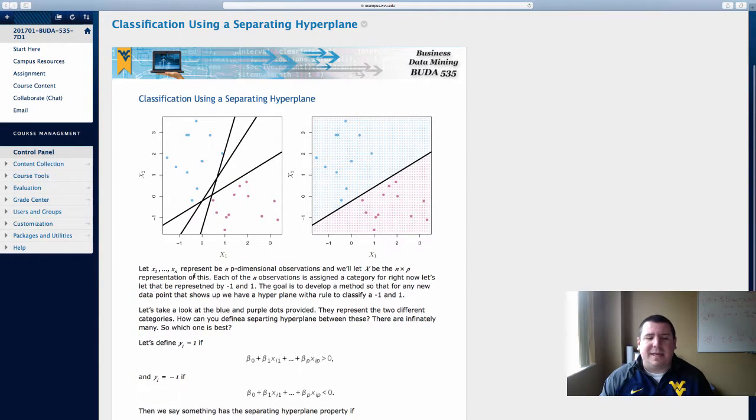Let x1 to xn be n p-dimensional observations. So this is your data, okay? And we're going to let capital X be the matrix representation. Each of the n observations is assigned a category. For right now, let's let that be represented by -1 and 1. So it's a classification problem. -1 and +1 are the responses, x are your predictors. The goal is to develop a method so that for any new data point that shows up, we can have a hyperplane with a rule to classify it as -1 or +1.